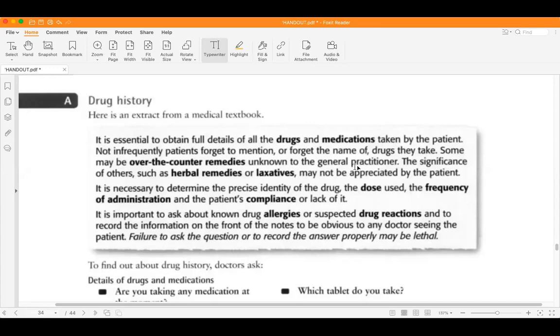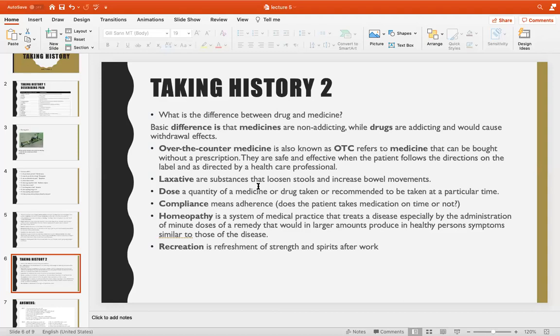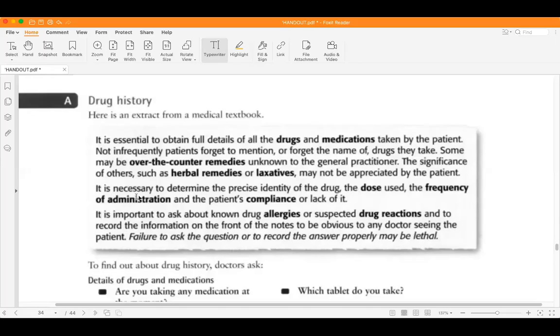Unknown to the general practitioner. The significance of others, such as herbal remedies or laxatives. What is the meaning of laxatives? They are substances that loosen stools and increase bowel movement. It's necessary to determine the precise identity of the drug.